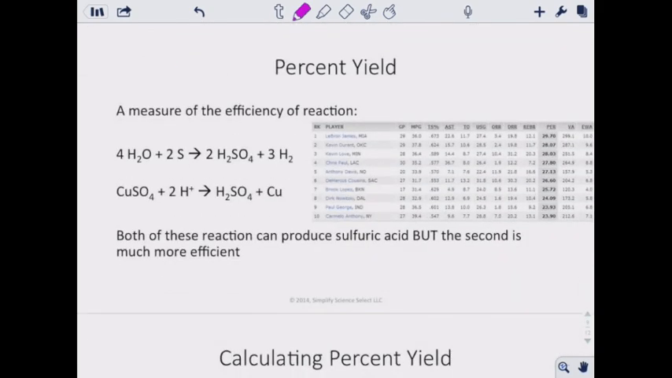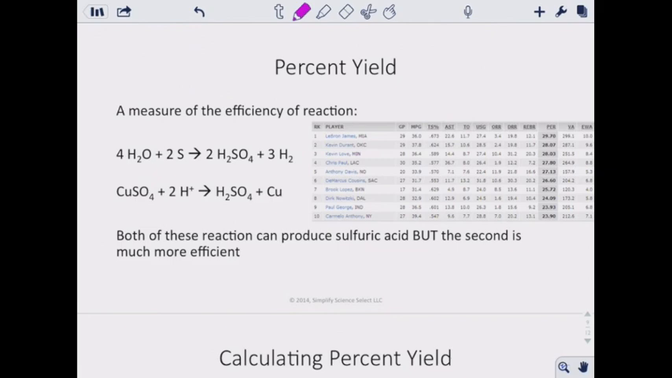So when we're talking about percent yield, it's a measure of efficiency of a reaction. How efficient is the reaction? Are we going to get close to 100%? Are we really far away? Is it a very efficient reaction or not?